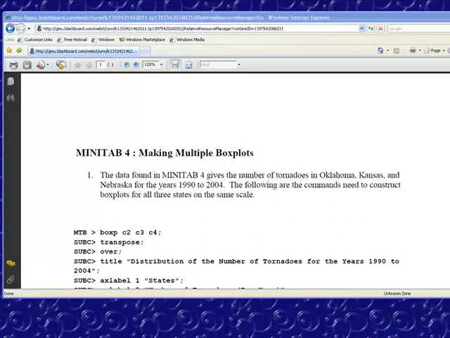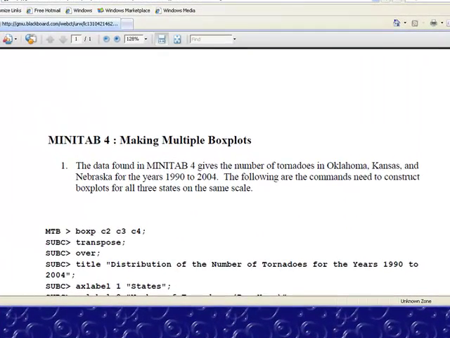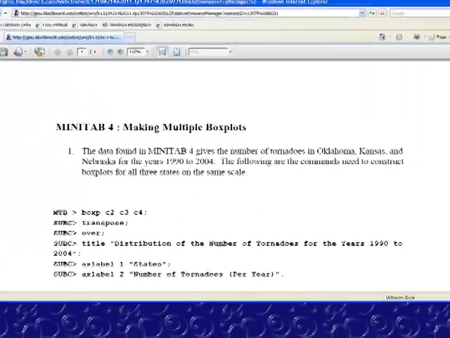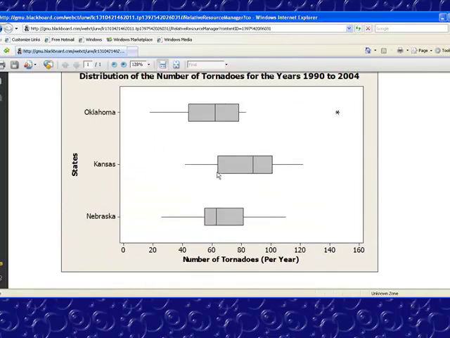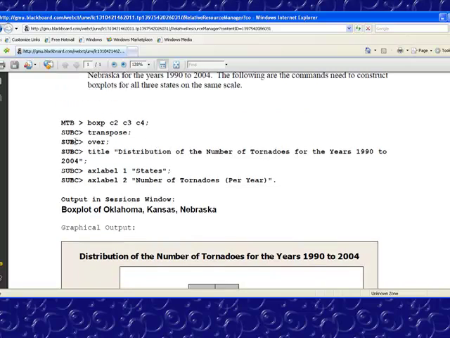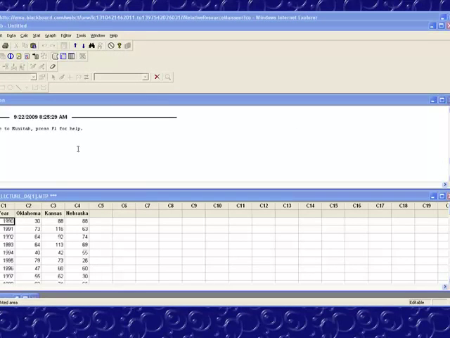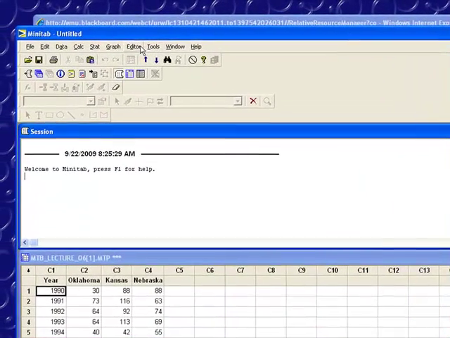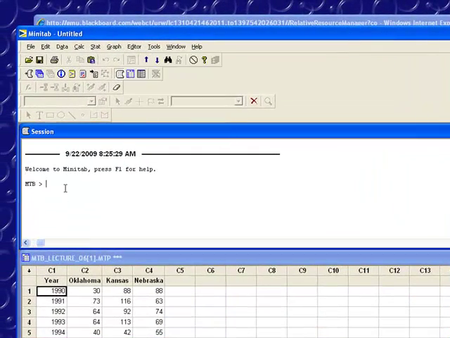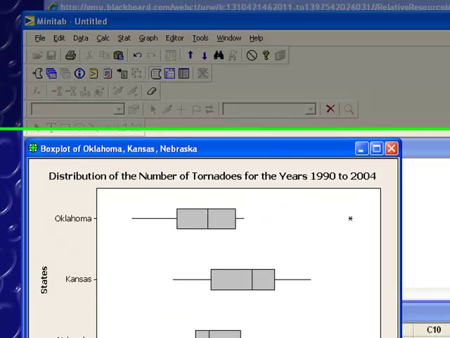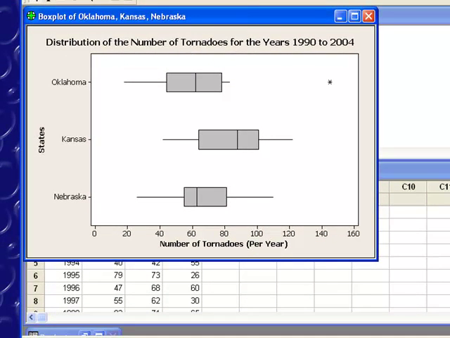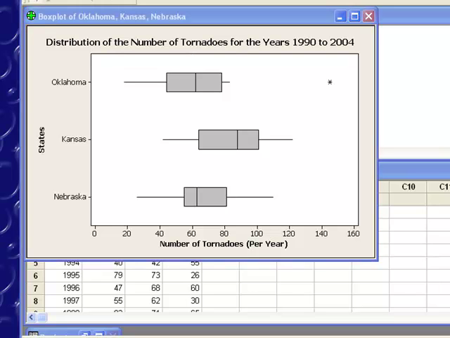So here's our Minitab command file for doing a stacked box plot. It's going to end up looking like this, but what we're going to do is put these commands in Minitab. So we open up Minitab, we click into the session and enable our commands, and then I'm going to copy and paste these commands from there, and there's our plot. Now we're ready to answer the questions.